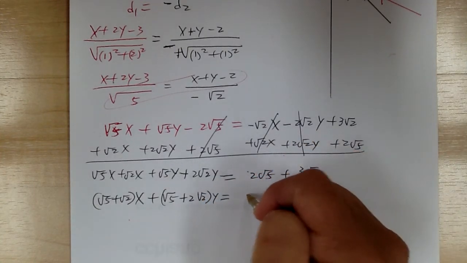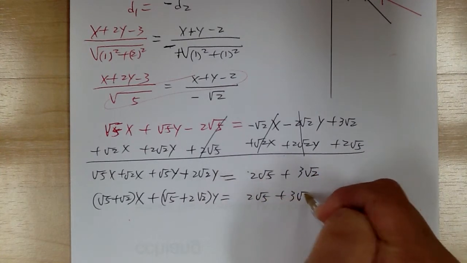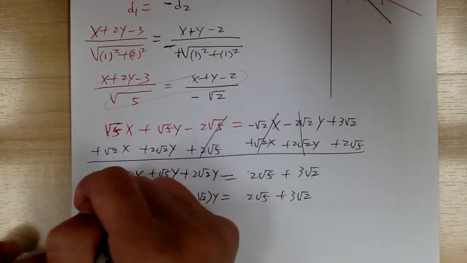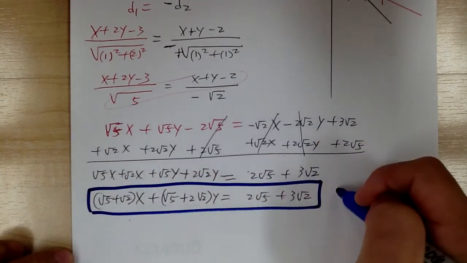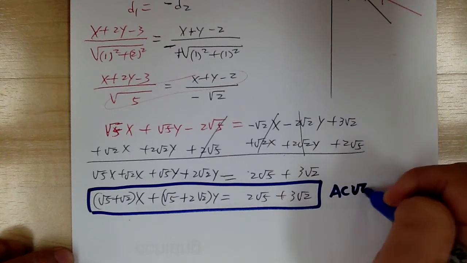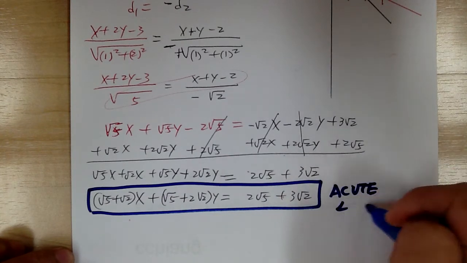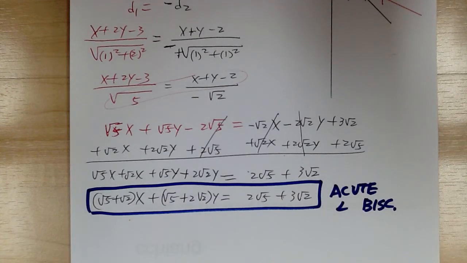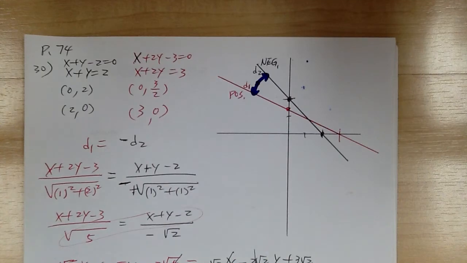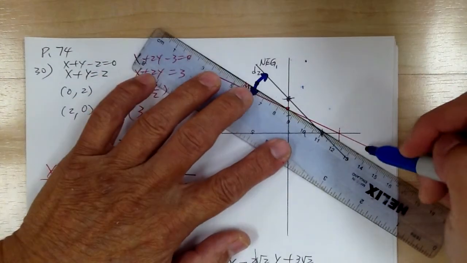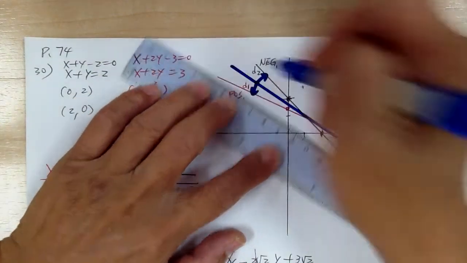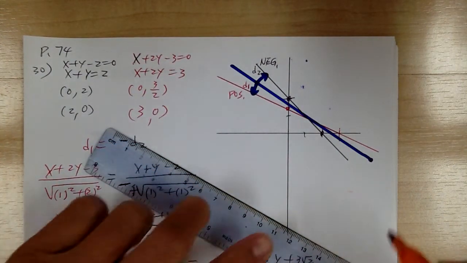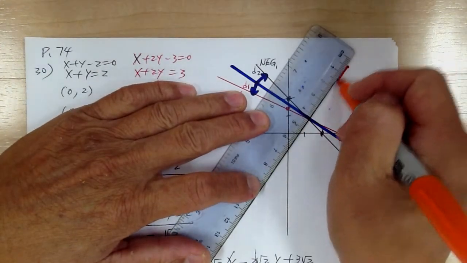And this one would be just that. And that's it. So this would be the angle bisector for the acute angle. And if you want to do the obtuse angle bisector, it would be right over here.